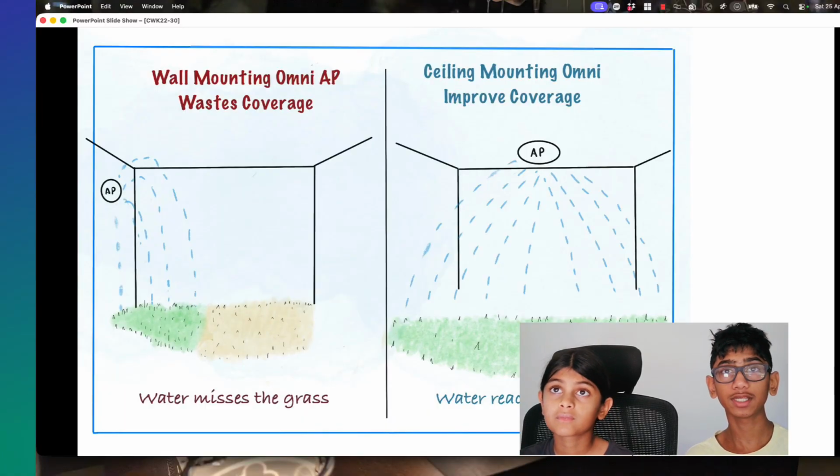So, you can see that it's like a sprinkler system. And on the right, you see if you mount the sprinkler on the ceiling, it gets a wider coverage and the water reaches all the grass. But if you mount it on a wall, it doesn't get the same coverage and only reaches some of the water.